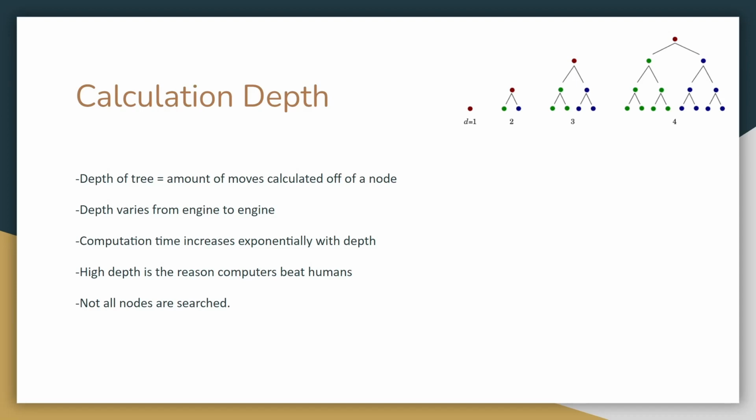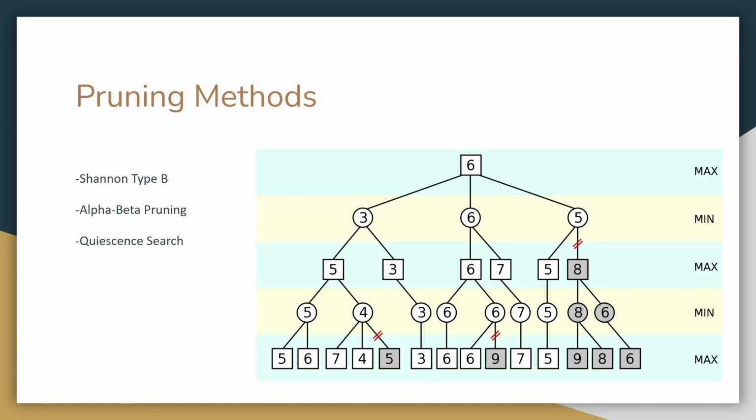I want to mention that not all nodes are searched, because there are something called pruning methods, which the algorithms need to use in order to reduce the number of nodes, because as I said, there are tons of nodes. So we have to get rid of some somehow, and that's done by pruning methods. There are 3 types of pruning methods that we are going to look at. They are called Shannon type B, alpha beta pruning, and the quiescent search.